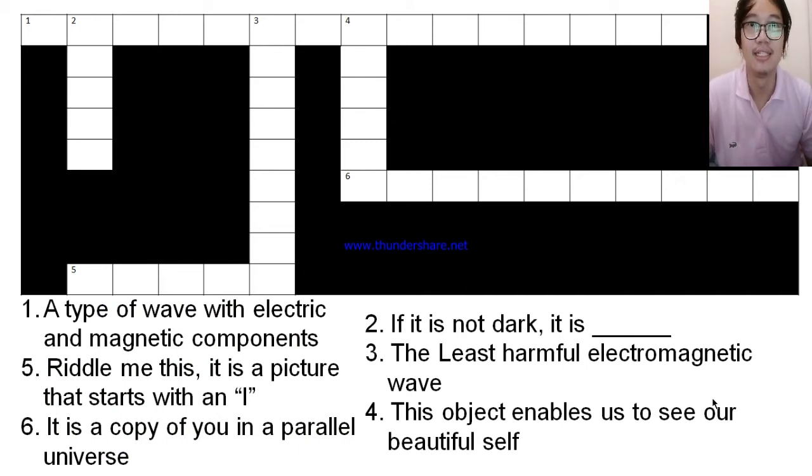Let's start. Number 1. A type of wave with electric and magnetic component. It is an electromagnetic wave. Alright. Number 2, if it is not dark, it is what? Start with letter L, light. Number 3, the least harmful electromagnetic wave is a radio wave.